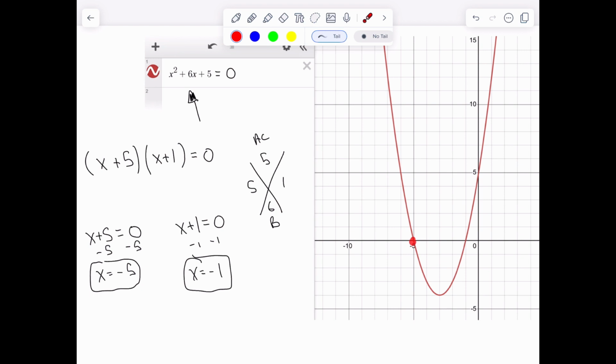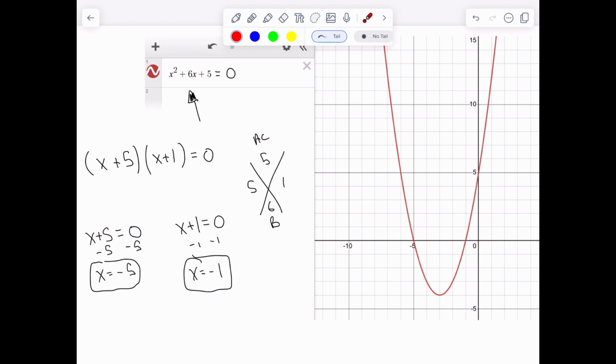And if we look here, it looks like this one crosses at -5. It also crosses at -1. Okay, again, these are the solutions or the roots, the x-intercepts. This is the place that this parabola is crossing the x-axis.